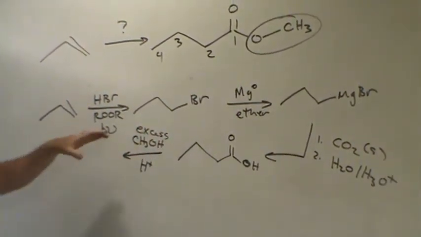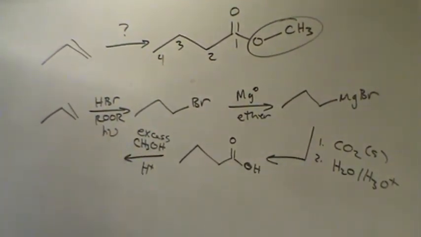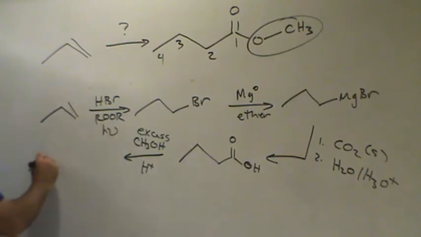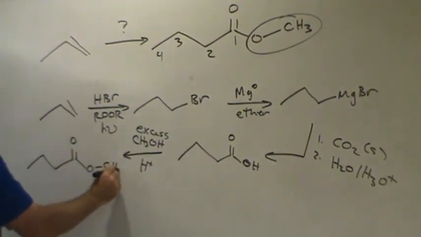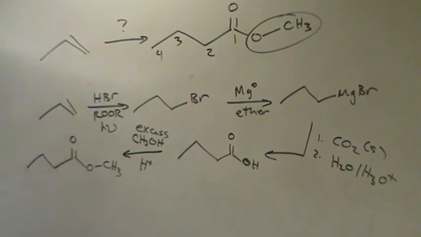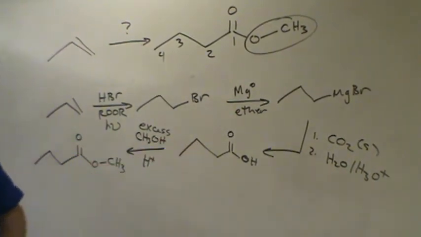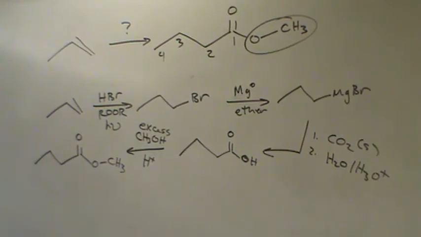And as long as I use excess methanol, I don't have to show this as reversible because I'm taking advantage of Le Chatelier's principle, and in a synthesis problem, that's a good thing to do because we're usually trying to make large quantities of whatever it is we're trying to make. So there it is. 1, 2, 3, 4 steps, 5 if you count the quench as a separate step. The synthesis of a carboxylic acid, followed by esterification, a Fischer esterification.